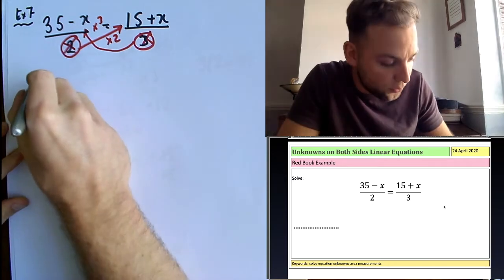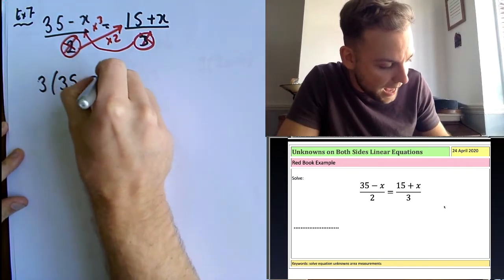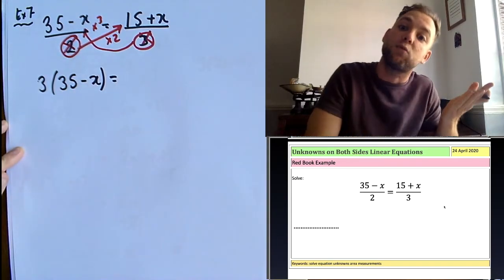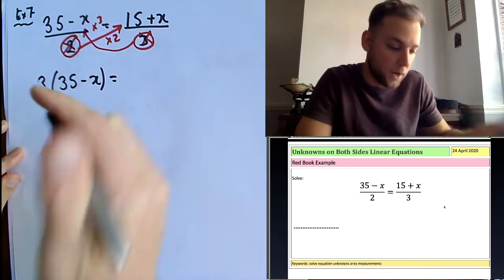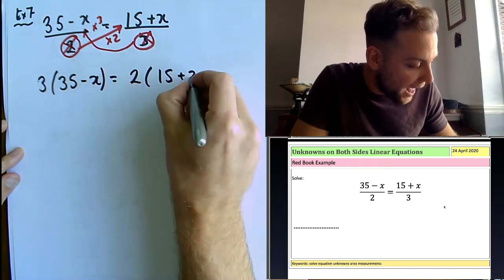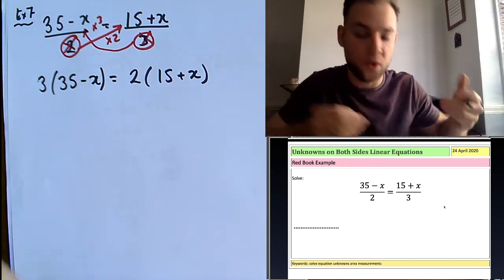So I end up with 3 bracket 35 minus x is equal to, get rid of the divided by 2. On this side, I'm timesing the right by 3. I'm doing the inverse, remember. So 2 times by 15 plus x. So the next stage is to expand those brackets.